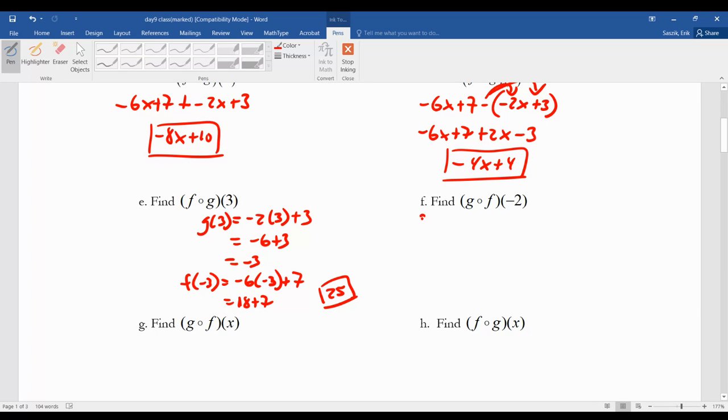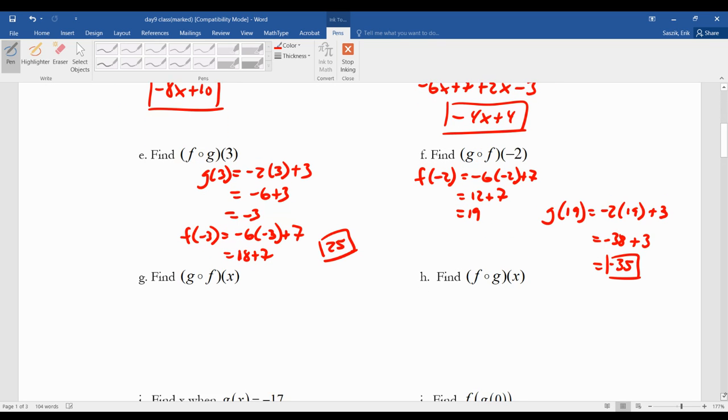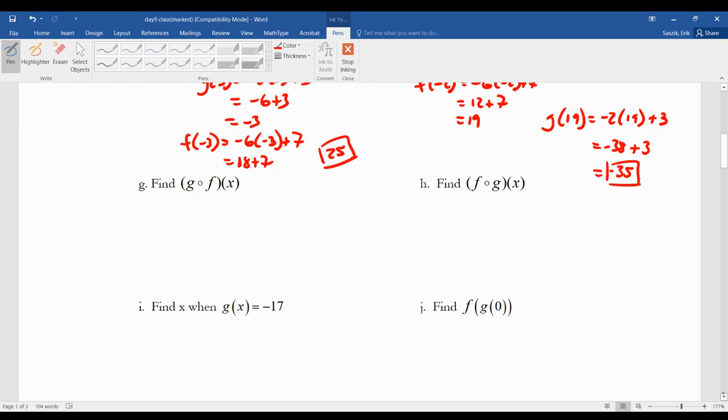So here again, you do f of negative 2 first. So you get 12 plus 7, which of course is 19. Now we got to do g of 19. Again, this is called a function of a function. And that's going to be negative 2 times 19 plus 3. So you get negative 38 plus 3, negative 35.